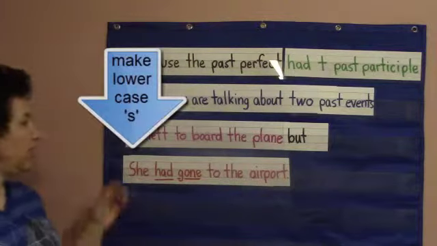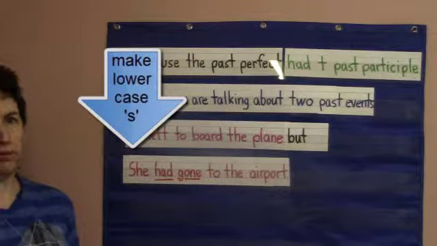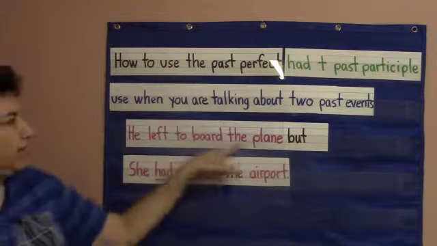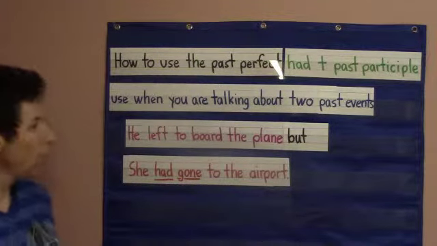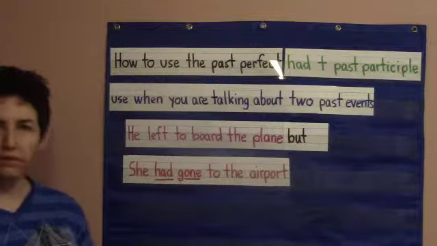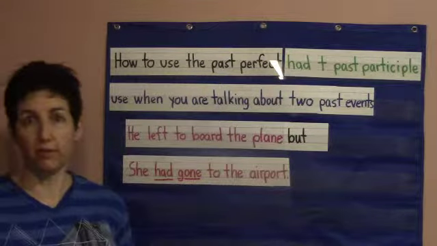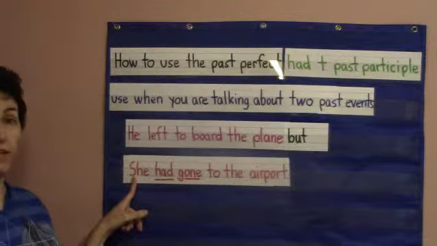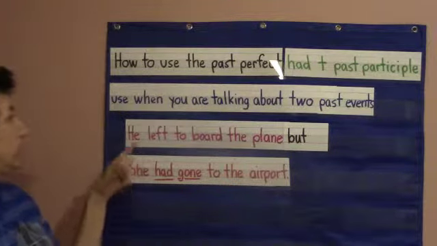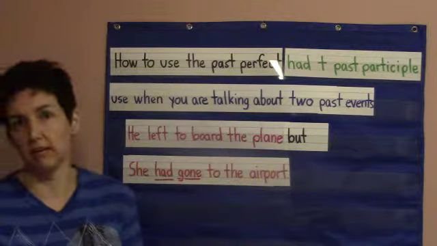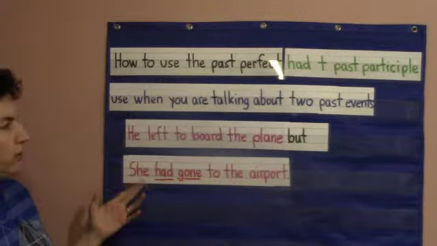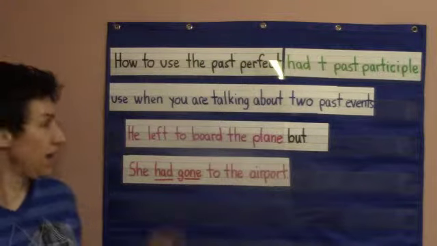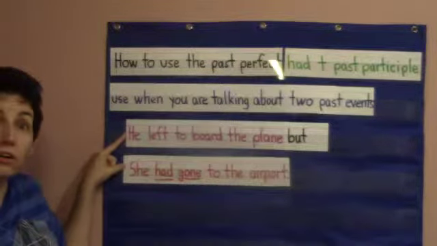So again, it means that she had already left to leave for the airport. That happened first, and then he left to board the plane. So the difference in meaning is very small. It's very subtle. All I'm doing is really telling you that she went to the airport first, then he left to get on the plane. So whether or not she got to the airport in time, maybe, maybe not. It's not perfectly clear here.